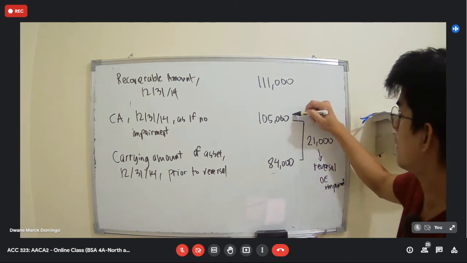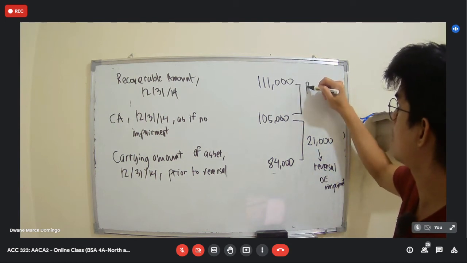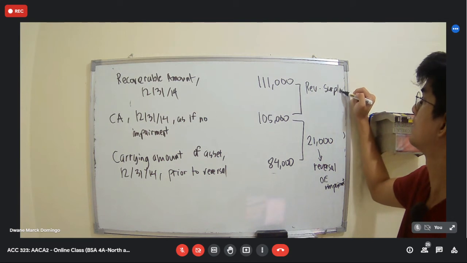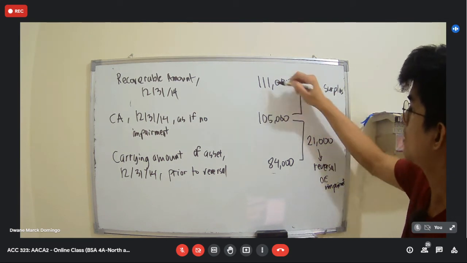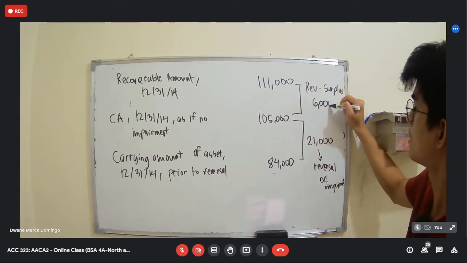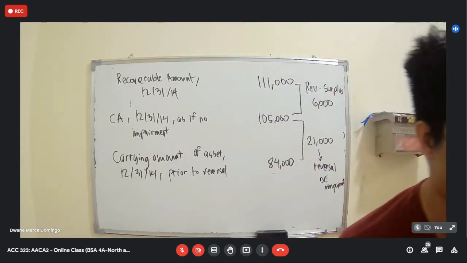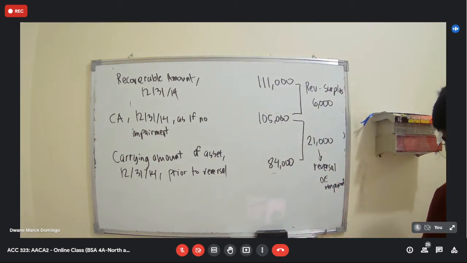Pero under revaluation model, you need to recognize revaluation surplus amounting to 6,000. From 105 to 111,000. Wala kasi akong additional problem. So, that's it for impairment.